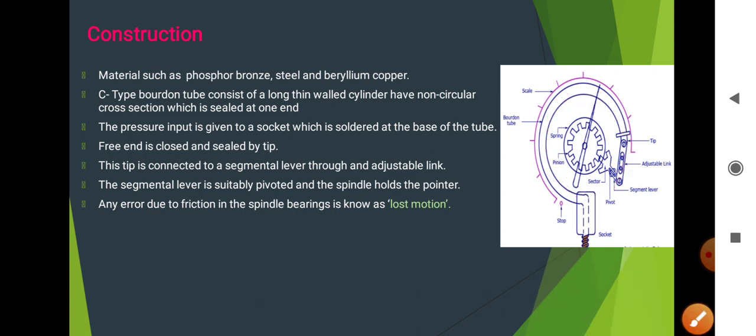Here spindle bearings are there. Because of this, friction occurs, and due to this an error is produced, and this error is known as lost motion. This is a big disadvantage of the C-type Bourdon tube.